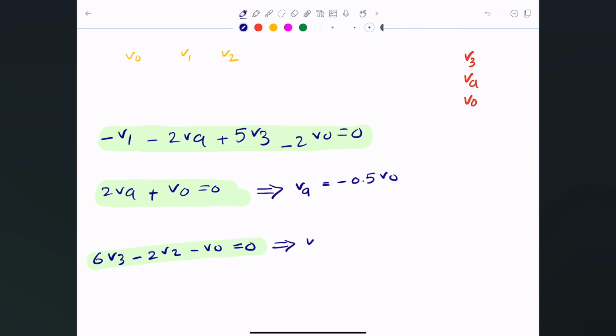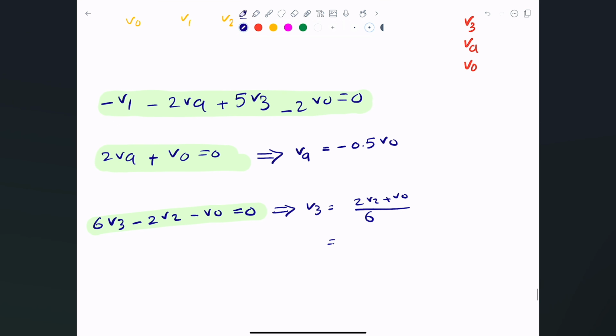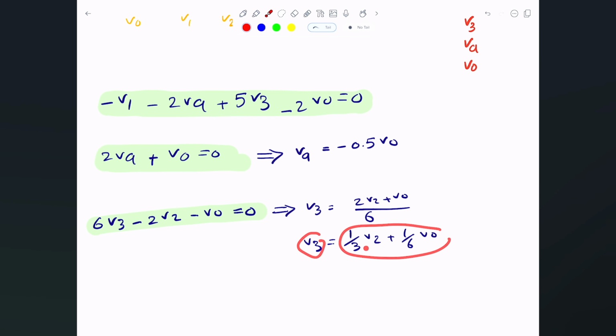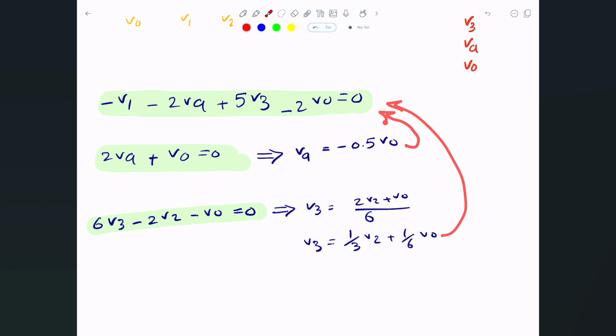Similarly in here, what I need to do is get rid of the V3. So I will say V3 is simply 2V2 plus V naught, divided by 6. Okay, and that should be equal to 2 divided by 6, which is 1/3 V2 plus 1/6 of V0, and that's V3. All right, so now whenever we see a V3, we just substitute it with this particular value and it will become in terms of V2 and V0. So what I will do is take this one and substitute it in here, and take this one also and substitute it in here. This way I'll get rid of the VA and the V3, and everything will be in terms of V1 and V0 and V2, okay?